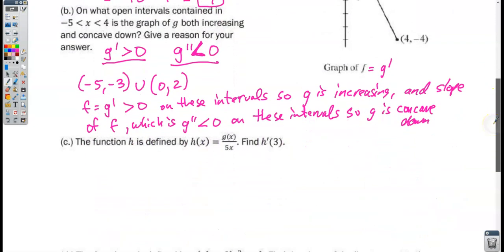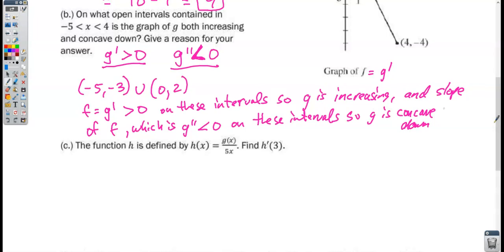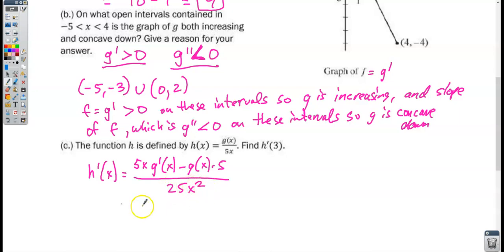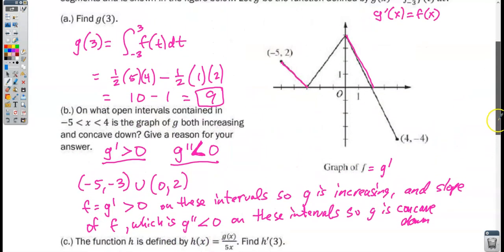Part C, the function h is defined by h of x equals g of x over 5x. Find h prime of 3. So we're going to go ahead and take the derivative, h prime of x. I'm going to use my quotient rule here: low times the derivative of high, minus high times the derivative of low, square the bottom, and away I go. So h prime of 3 is going to be 15g prime of 3 minus 5g of 3, all over 9 times 25, which is 225. So we need g prime, which we get from the graph.